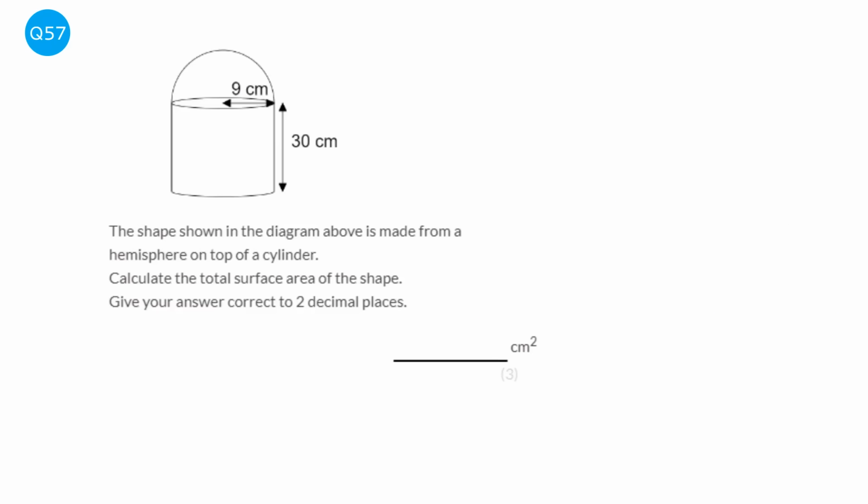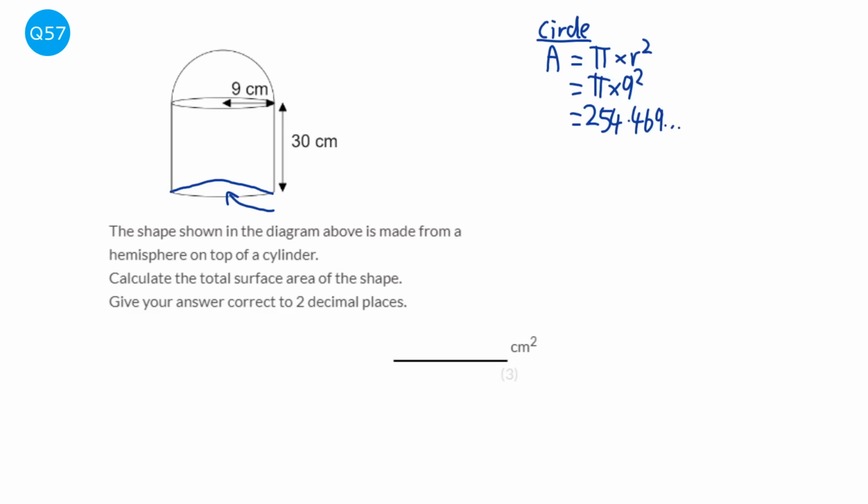So there are 3 parts that we need to find the area of. We're going to start with the easiest bit first, this circle at the bottom here. Okay, so the circle area is just going to be pi times r squared. And the radius is given to us at the top, which is 9. So it's just going to be pi times 9 squared. And that would be 254.469, blah, blah, blah. Or we could leave it as 81 pi.